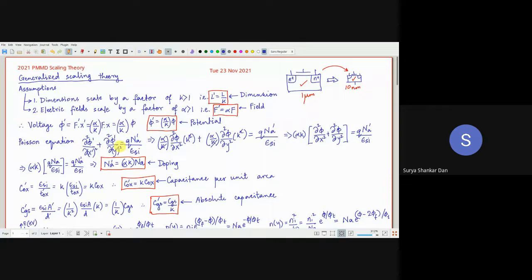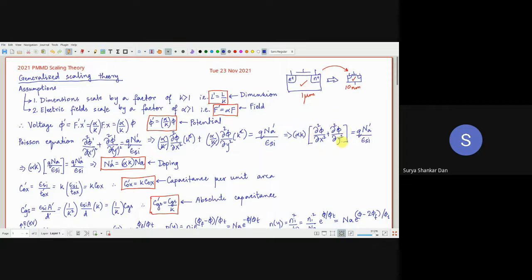So in the short channel device, notice that phi dash, we have already seen, will scale by alpha by kappa, or alpha by k. So let us put alpha by k outside, and here is 1 by x dash squared. That means there will be k squared in the numerator. Similarly, y scales with a factor of 1 upon k, so this k will come in the numerator. So k squared and k squared and k will cancel, and you are left with alpha into k, and this is equal to q N dash by epsilon Si.